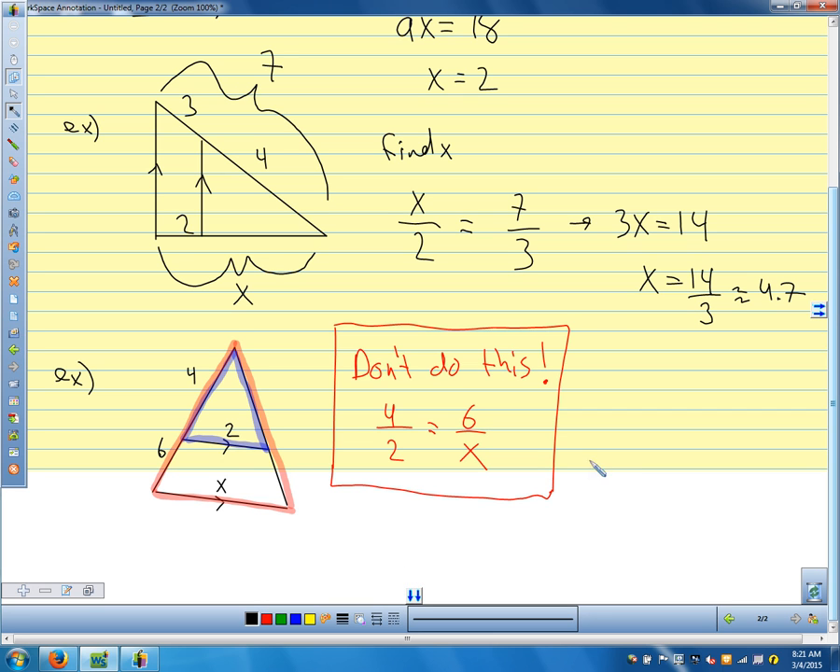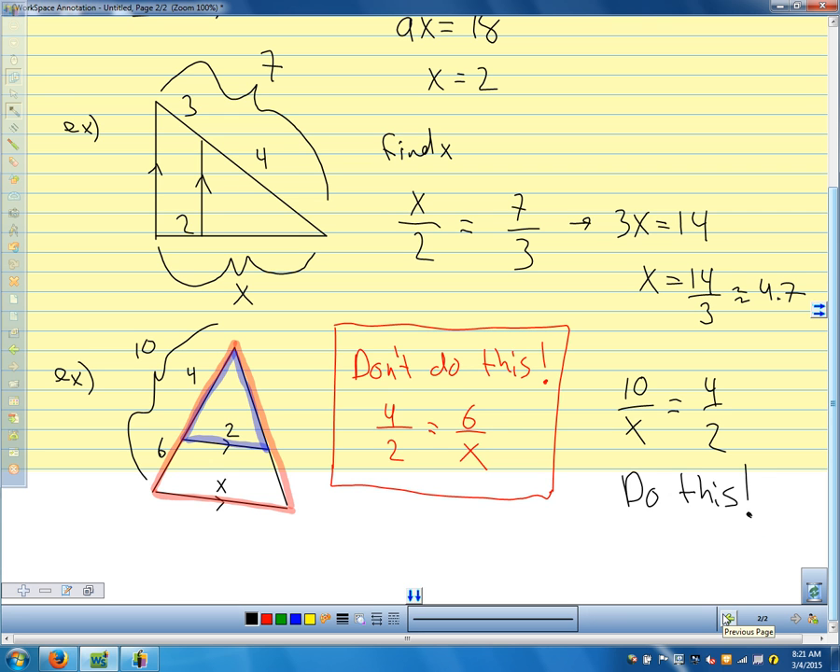So how should I set this up? So let's think a little harder. What do you think? 10? Is that what you said? 10 over x, because that's the entire side of the red triangle, is 10. 10 over x equals, and what's going to be our other ratio? 4 over 2. There we go. So we're going to do this.